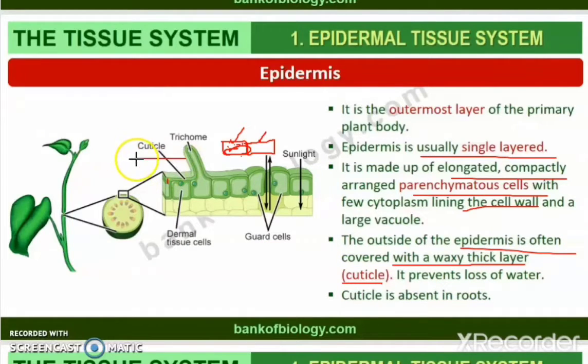And what is the use of this cuticle? It will prevent loss of water. Okay, the cuticle helps to prevent water from being lost from the plant. And cuticles are absent in roots. Cuticle is not seen in the root part of the plant. So throughout the plant body, the epidermis is the outermost layer, and there is a layer outside the epidermis which is called cuticle, and it is absent in root. Clear? Okay, now let us move on to the next one.